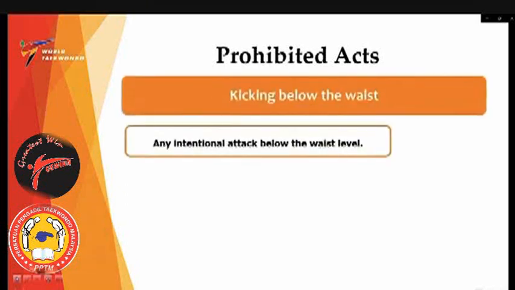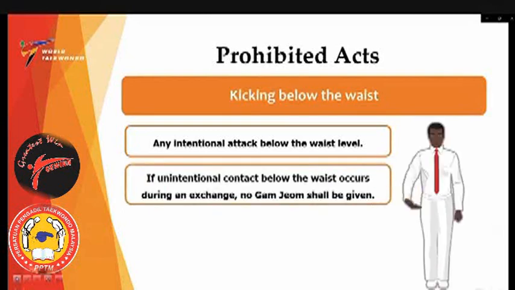Kicking below the waist. Any intentional attack below the waist level, meaning below the trunk protector, is a gamjan. If an intentional contact below the waist occurs during an exchange, then no gamjan will be given. Meaning when both players are attacking and engaging in technical contact, if this happens and it's unintentional, no gamjan is given.